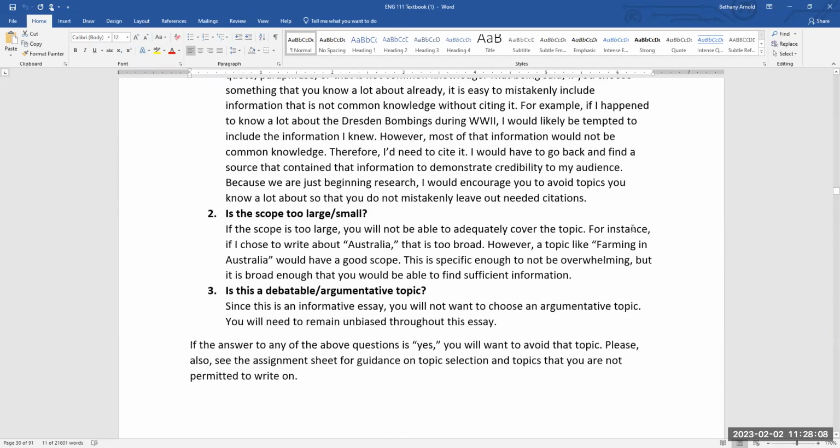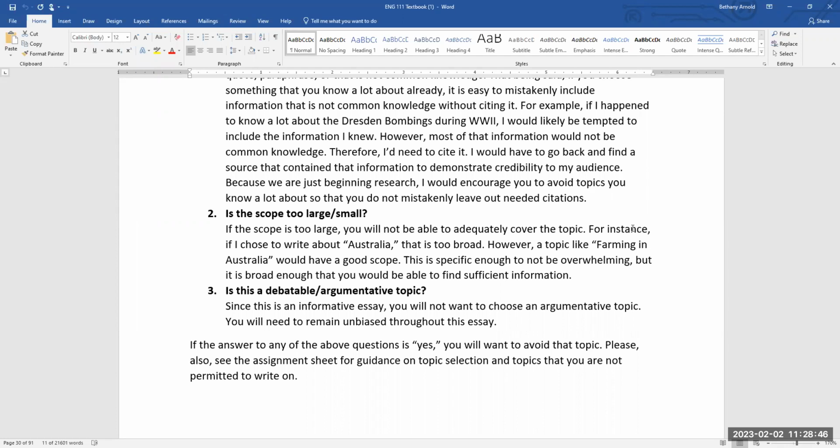Second of all, you want to think about the scope. Is the scope too large or too small? So you wouldn't want to write about something like Australia, as the textbook notes, but you could choose something more specific like farming in Australia. By the same token, I wouldn't want to write about something where the scope was too small. So for instance, if there was a particular piece of technology that they didn't talk much about in research, there aren't a lot of websites about, it wasn't distributed a lot, it's very niche, you can only find one or two websites that even talk about it, I'd probably avoid that topic altogether.